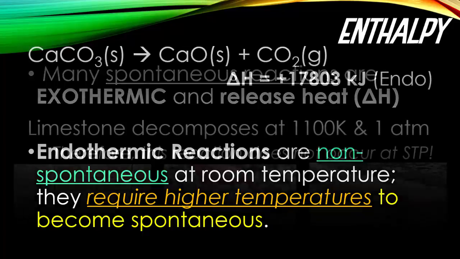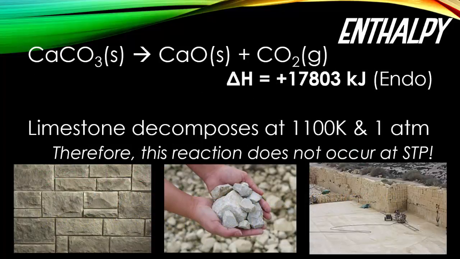So if we think of that, limestone is a common basic type of building material. Limestone is also called calcium carbonate, and calcium carbonate can decompose into calcium oxide, which is a solid, and also releases carbon dioxide gas. This process is endothermic and requires about 17,000 kilojoules for this reaction to occur. However, limestone only breaks down at 1100 Kelvin, which is an incredibly hot temperature. This means that unless the temperature is at 1100 Kelvin, that limestone will not naturally decompose on its own. So that would be called a non-spontaneous decomposition. But if you got that limestone sample superheated by giving it all the energy that it requires, hence it's endothermic, then it will decompose.